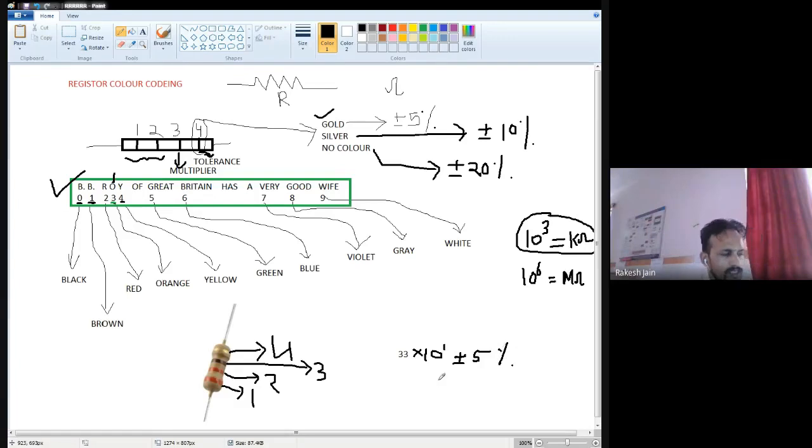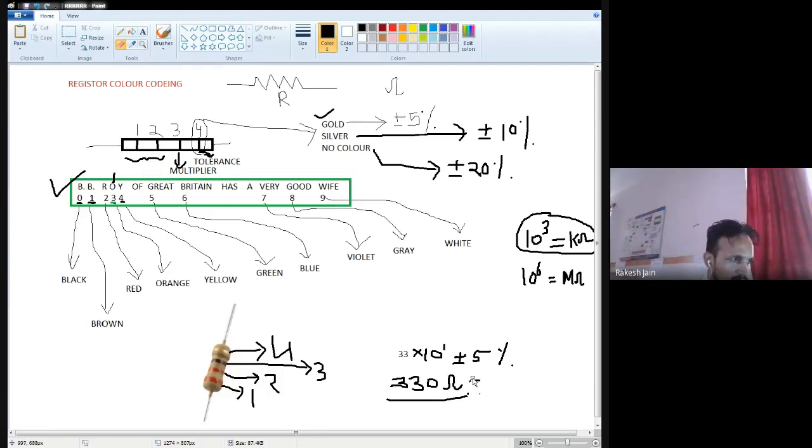Okay. So what is the theoretical value of this? 33 and 10 to power 1, so this is a 330 ohm resistor. But when you check with the multimeter, what is the 5% of this 330? You know that 5% of 330 will be 16.5. So 330 ohm plus minus 16.5. So 16.5 plus and 16.5 minus.